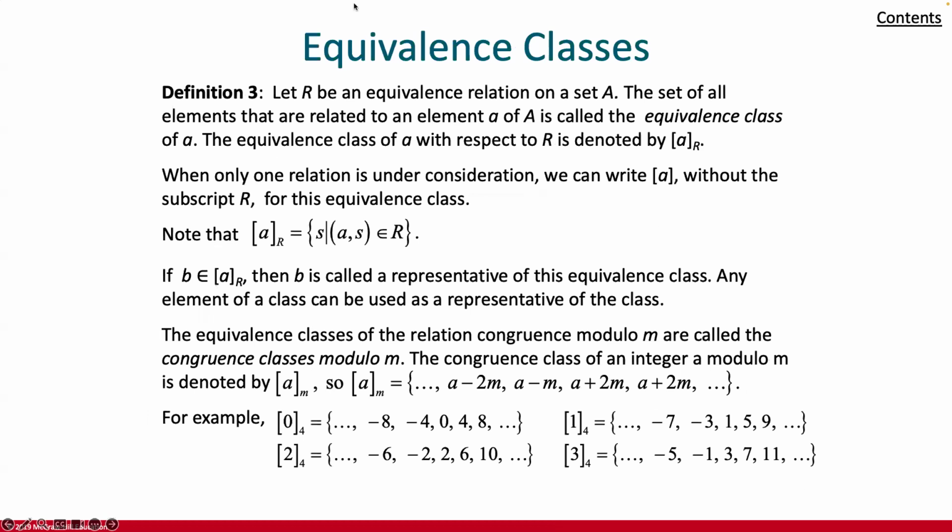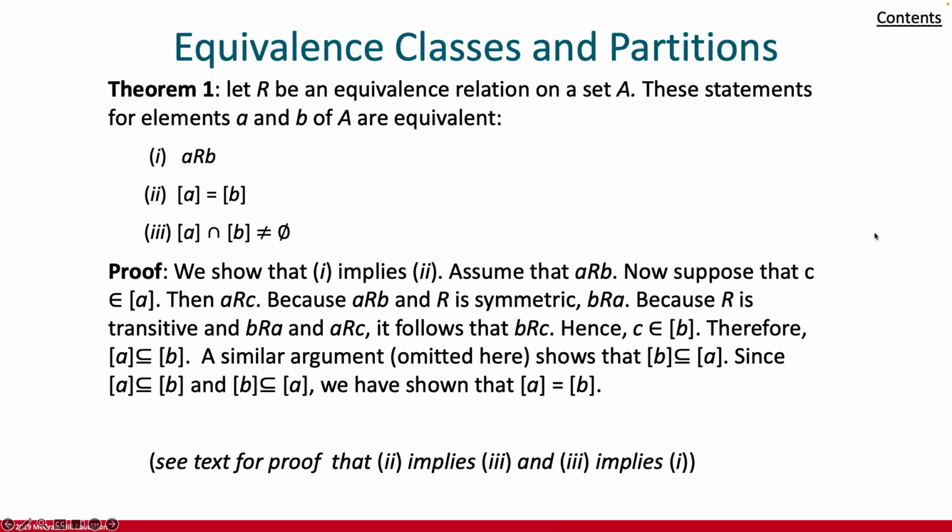For equivalence classes, let R be an equivalence relation on a set A. The set of all elements that are related to an element A of capital A is called the equivalence class of A. The equivalence class of A with respect to R is denoted by [A] subscript R, as you can see there. Only when one relation is under consideration can we write [A] without the subscript R for the equivalence class. All right, I'll let you just review the rest of this, but this is just trying to give a little bit more insight into equivalence.